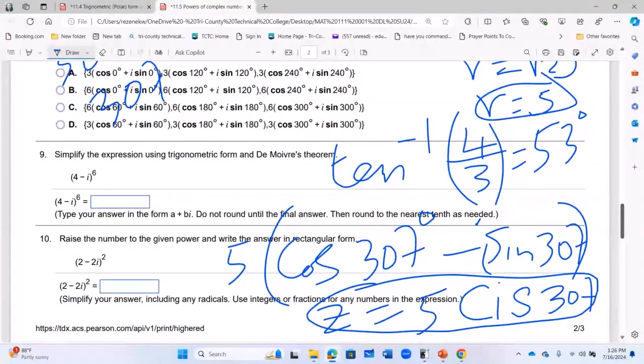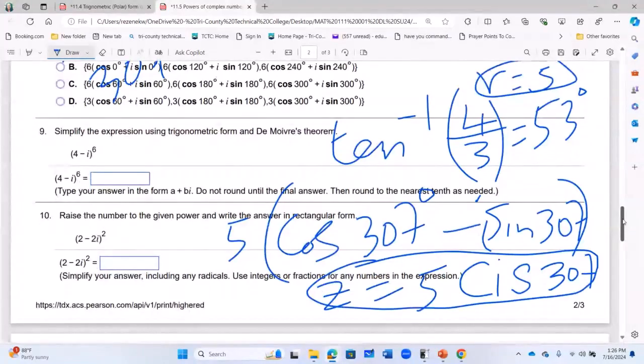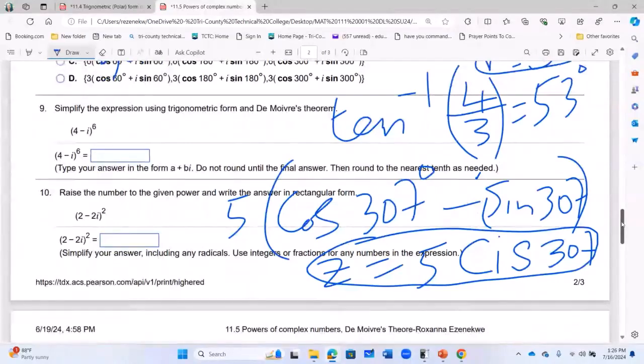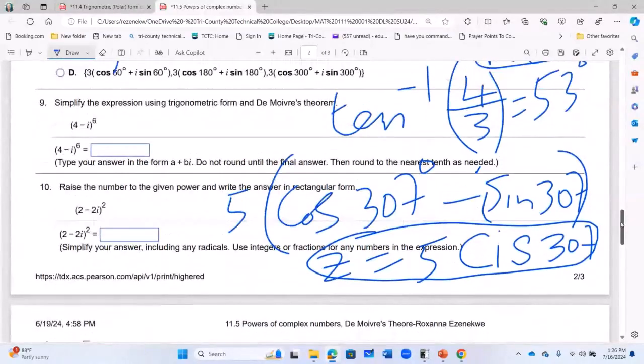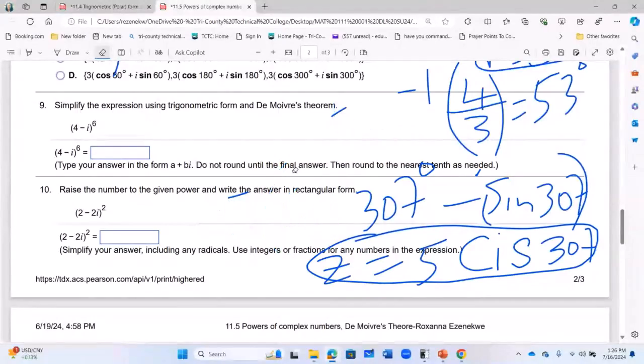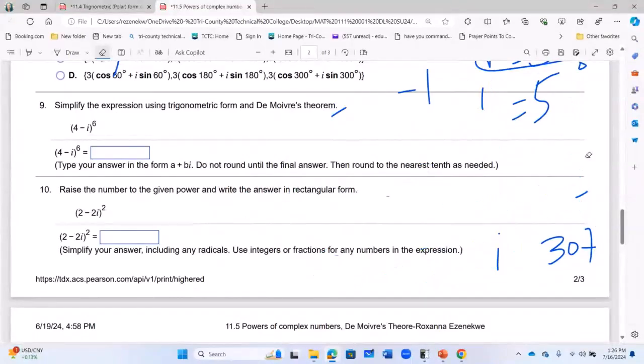In rectangular form, I can convert it to polar form or trigonometric form. So let's go to number 10. Number 10, and we are doing powers. So let's work on powers. And after we work on powers for some time, we get into De Moivre's theorem. So De Moivre's theorem works on powers of complex numbers.